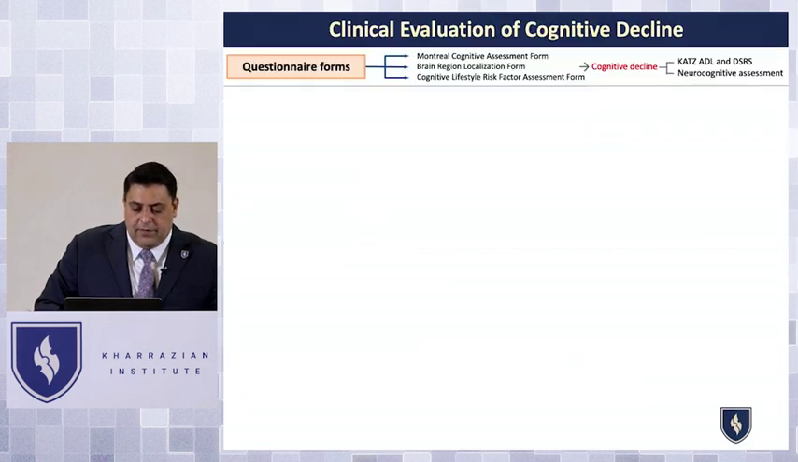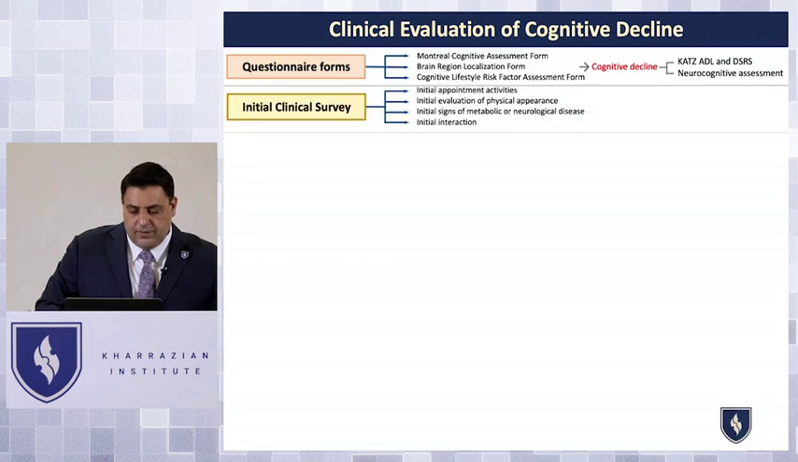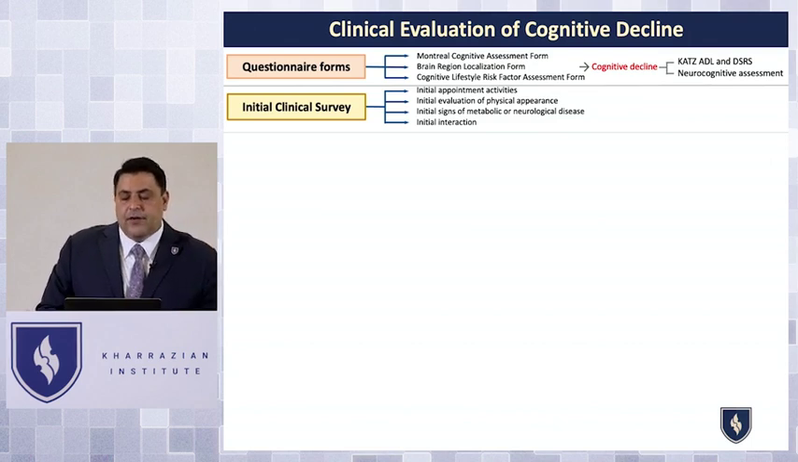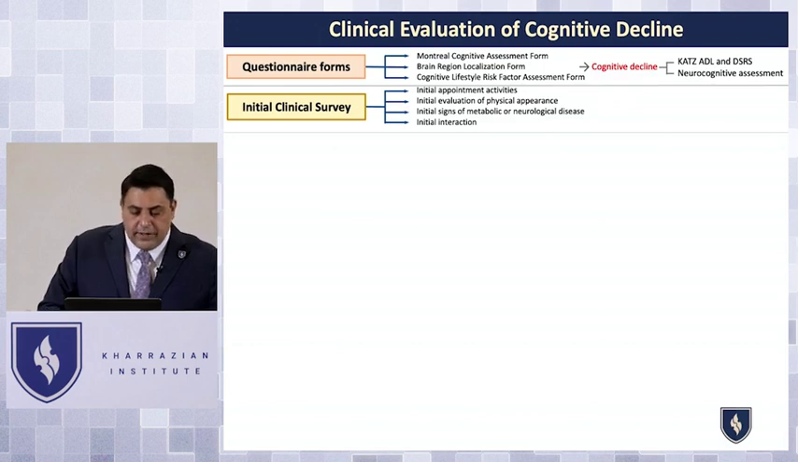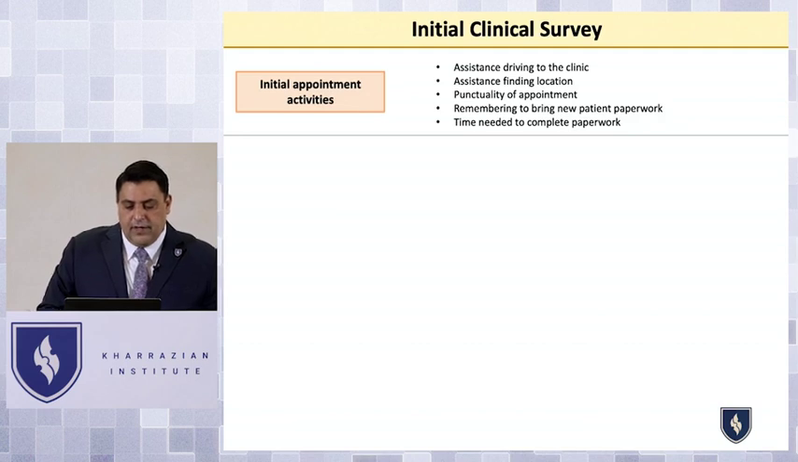Okay. Now from these questionnaire forms, the next part of your clinical evaluation is to do your initial clinical survey. So your initial clinical survey means, the first time you see your patient and interact with them, you already should be doing an examination. It's not a formal exam, it's just your immediate impression of what's happening with the patient when they first come into your office. So the things that are important in your initial clinical survey is their initial appointment activities.